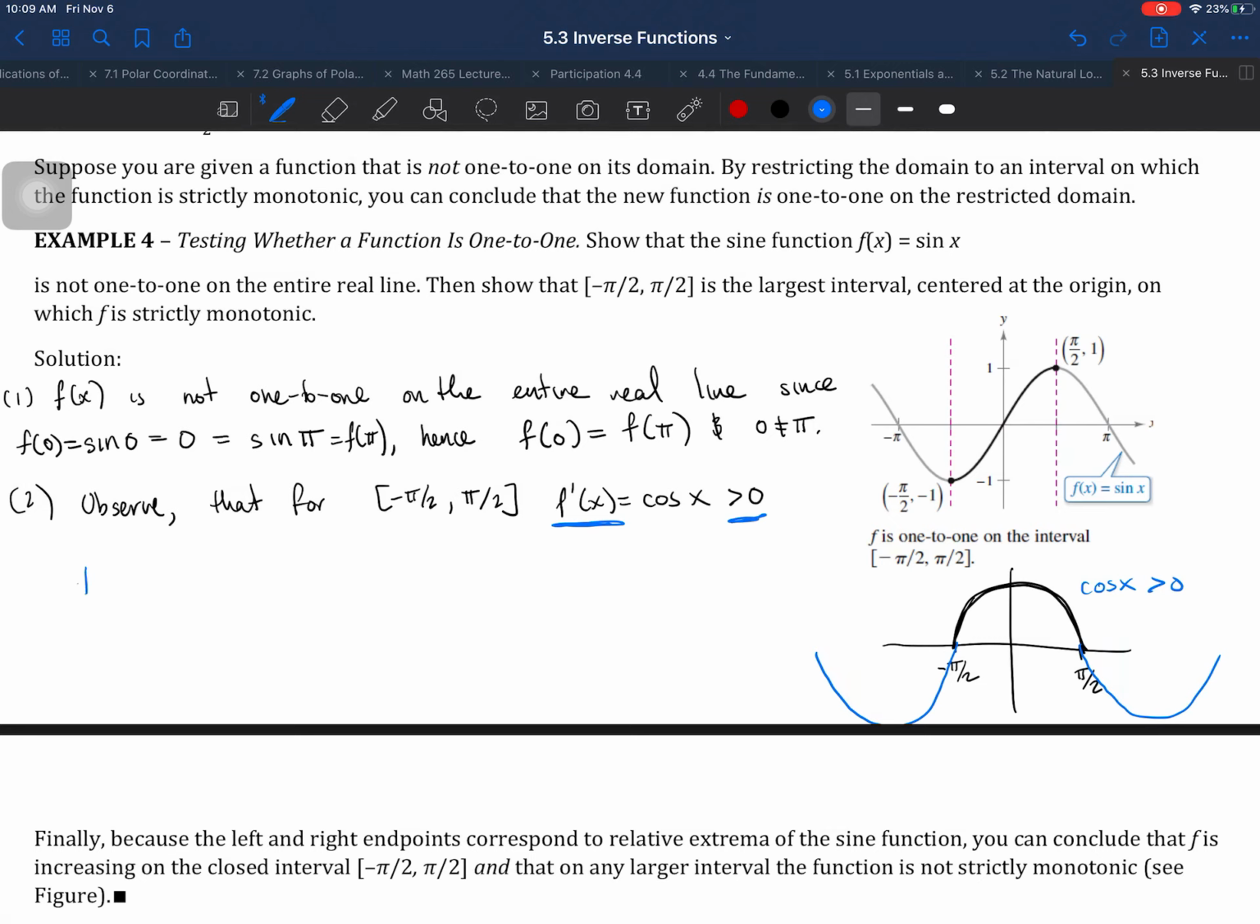So therefore, f is strictly monotonic for negative pi over 2 to pi over 2.